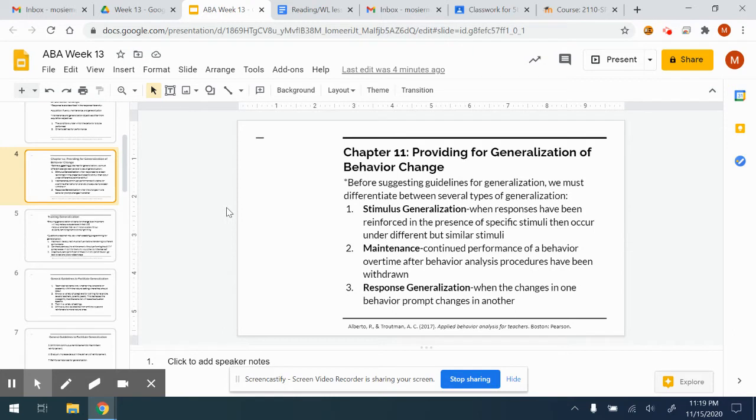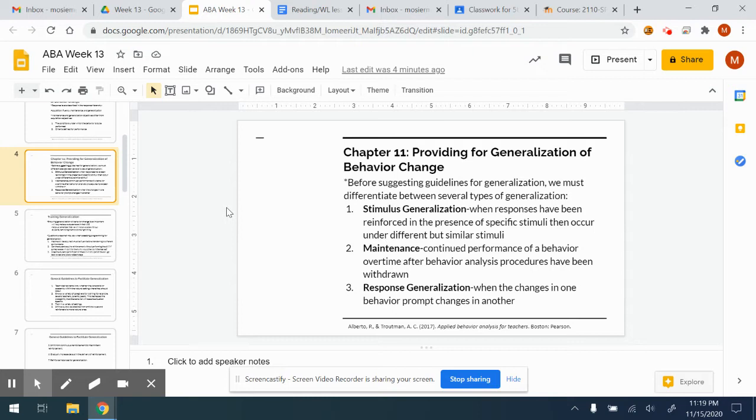The second one is maintenance. Maintenance is when we talk about a student's continued performance of a behavior over time, even after their behavior analysis procedures have been withdrawn. So after we start to remove supports from the behavior intervention plan. And then the third one would be response generalization. That would be when the changes in one behavior prompt other changes in their behavior. And we're talking about positive changes.